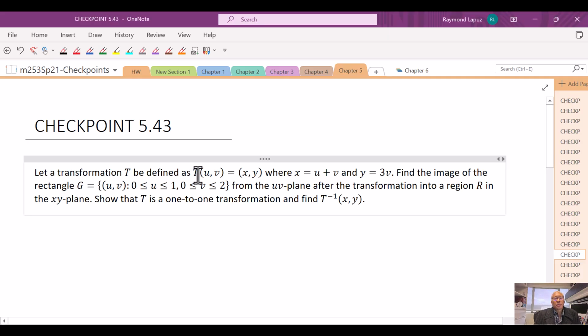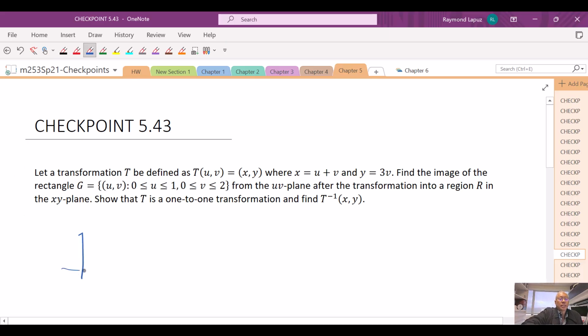Here we have a linear transformation defined as T of (u, v). So u and v are inputs and our output is going to be x and y, where x is equal to u plus v and y is equal to 3v. They want us to find the image of the rectangle where u goes from 0 to 1 and v goes from 0 to 2, from the uv plane into the region R in the xy plane. Then we have to make sure T is one-to-one, and find the inverse transformation. Alright, so let us figure out what happens.